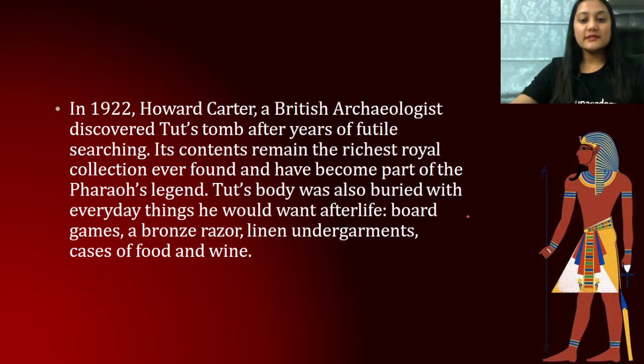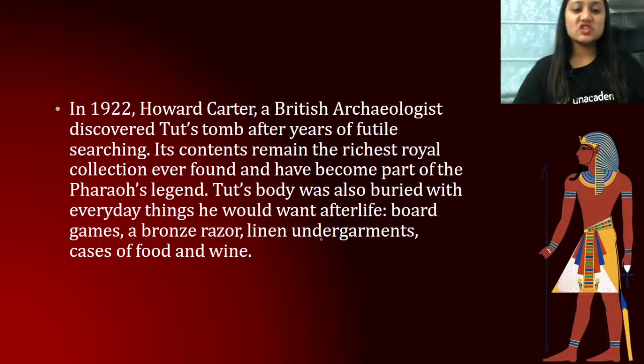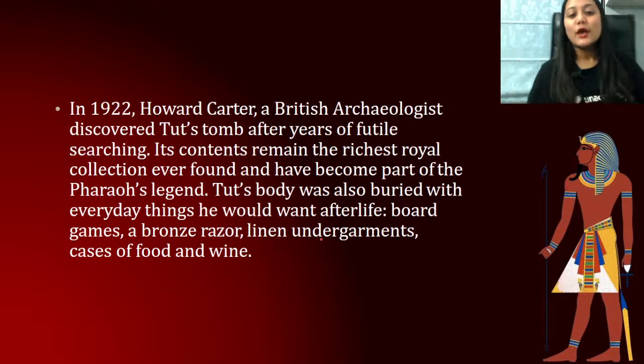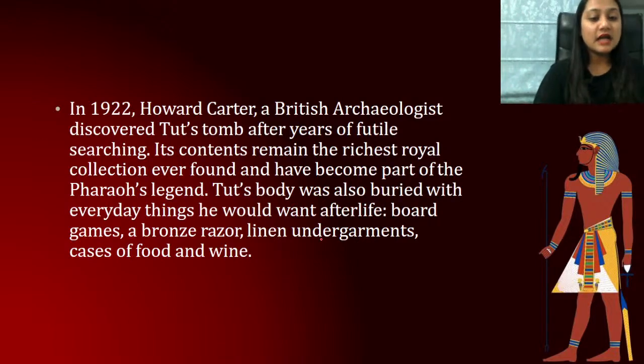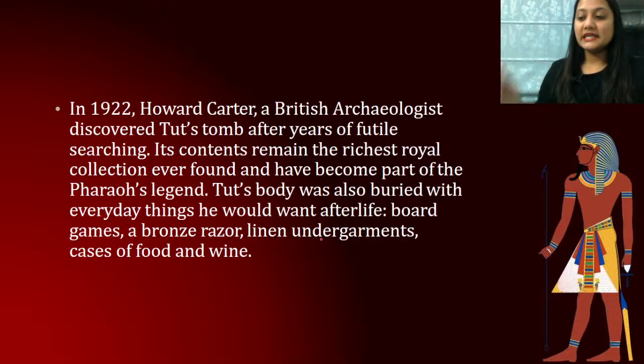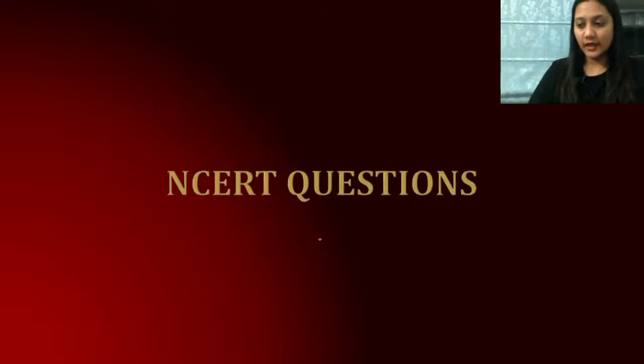Tut's body was also buried with everyday things he would want in the afterlife. The people of Egypt used to believe that their kings would need the basic things of their lives in the afterlife also. So they kept things like board games, a bronze razor, linen undergarments, and cases of food and wine. All these things were kept with the body as well.